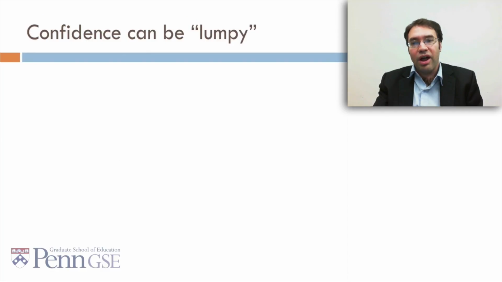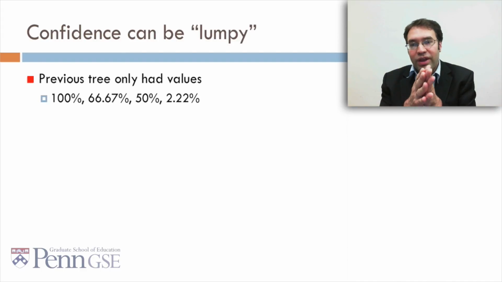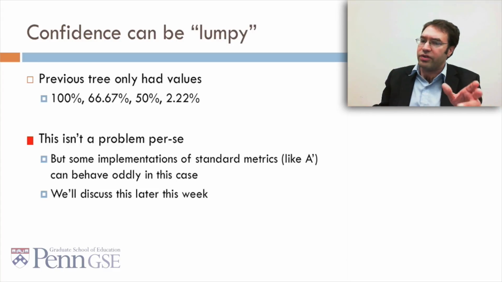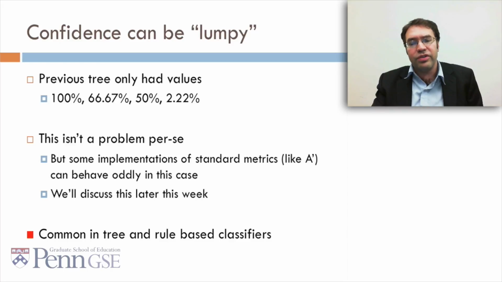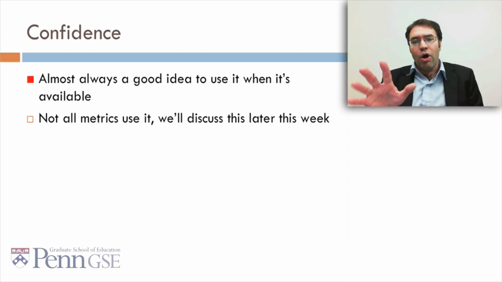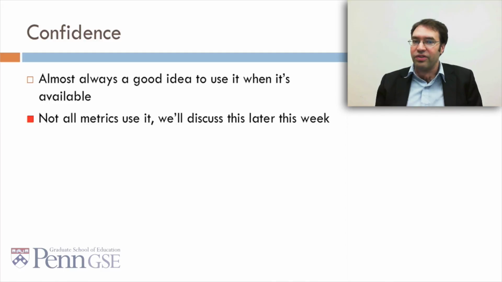Another thing worth thinking about is that confidences can be lumpy in the way the detectors present them. What I mean by that is the previous tree only had 4 values: 100%, 66.67%, 50%, and 2.22%. This isn't a problem per se. It's okay to have lumpy confidence, but some implementations of standard metrics, like A prime, can behave oddly in this case, and we'll discuss this later in the week. And by the way, I should say that lumpy confidence is common in tree and rule-based classifiers. It's almost always a good idea to use confidence when it's available, but not all metrics use this, and we'll discuss this later this week.